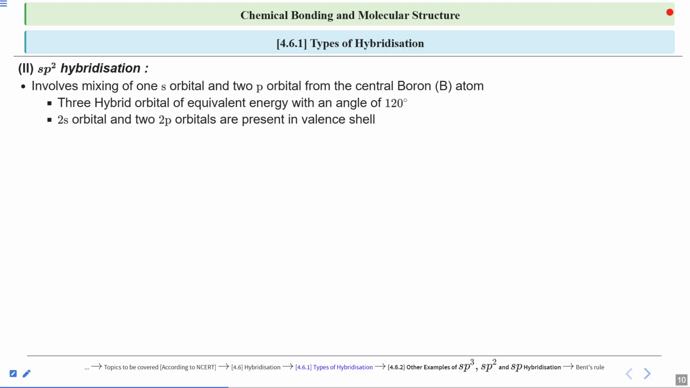And what are those orbitals? Those orbitals are present in the valence shell of boron, which is 2s and 2p. I guess this is clear to you.